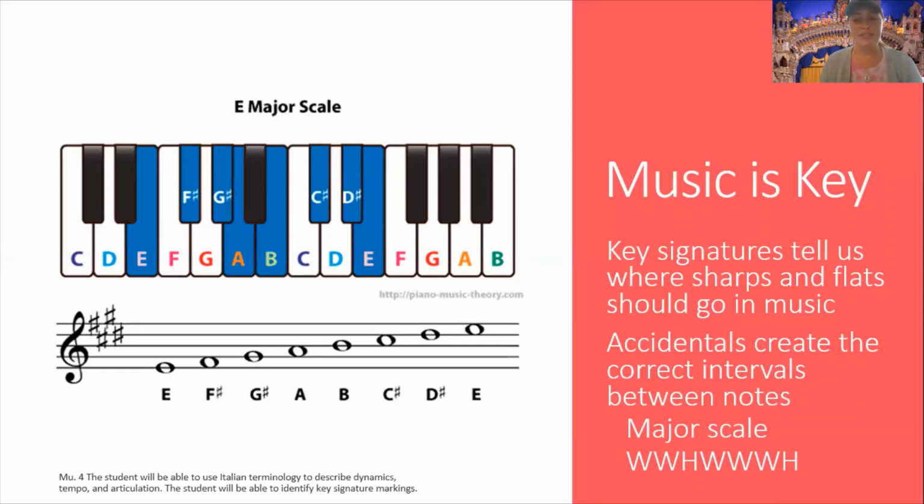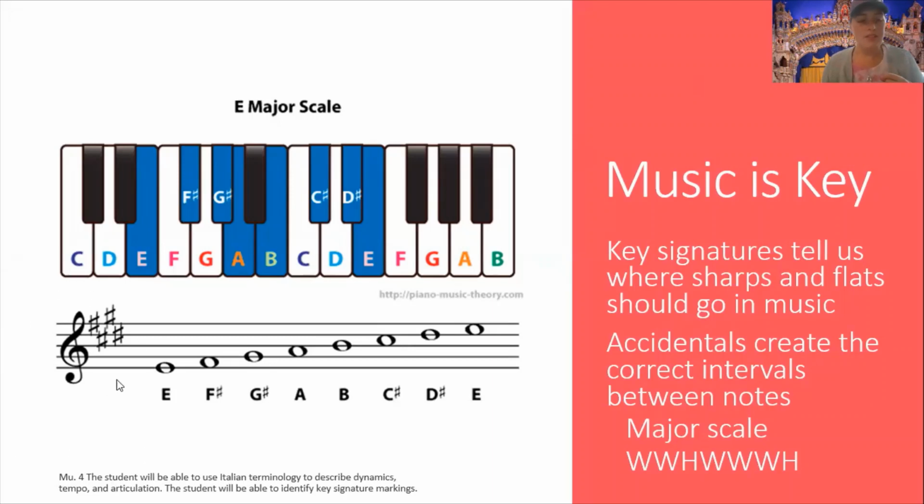So music is key. See, key signatures, these tell us where to put the sharps and flats. So right here, we've got our E major scale. We know where the sharps or flats are in our E major scale when it's written out. But when you're writing music, do you really want to rewrite all those sharps every single time you have an F sharp or a G sharp?